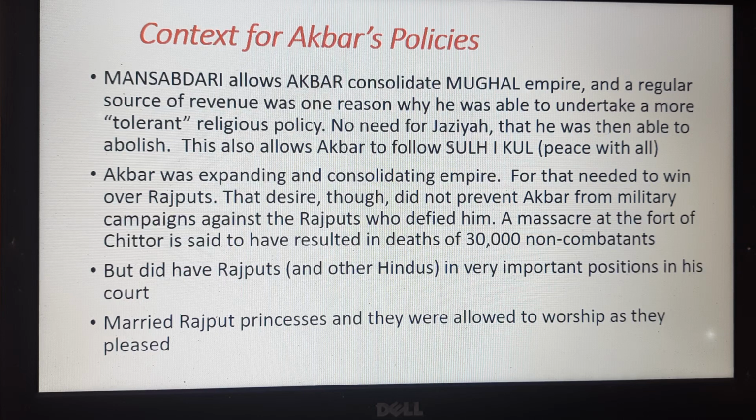Akbar was expanding and consolidating the empire. For this he needed to win over the Rajputs, because the Rajputs were the ruling class of India at that time. That desire, though, did not prevent Akbar from military campaigns against the Rajputs who defied him. Those who were not supporting Akbar or were against him, he fought. A massacre at the fort of Chittor is said to have resulted in the death of 30,000 non-combatants, meaning 30,000 people who were not fighting the war. They were also killed at Chittor fort when the Rajputs were defeated and had fought with Akbar.